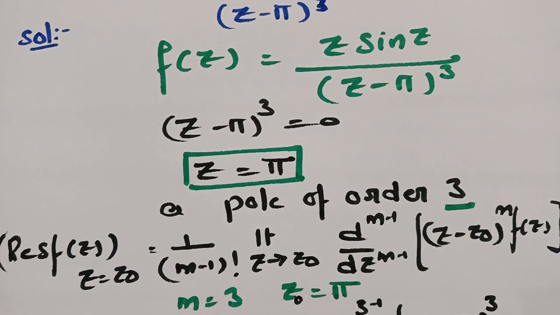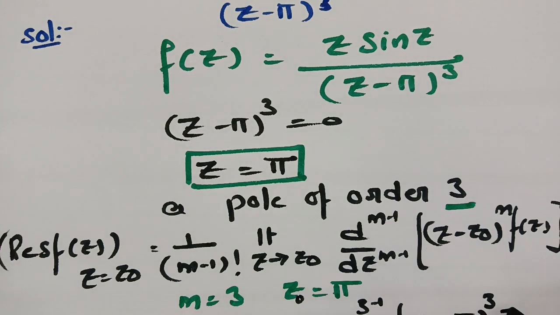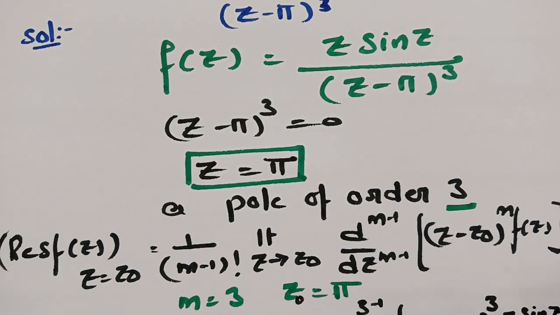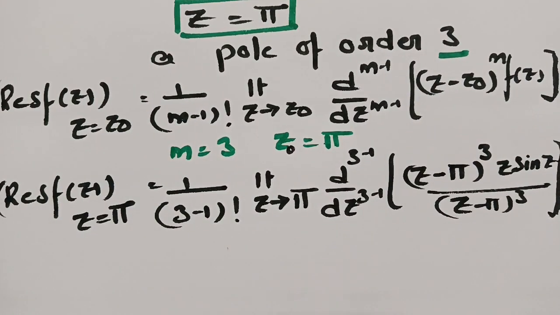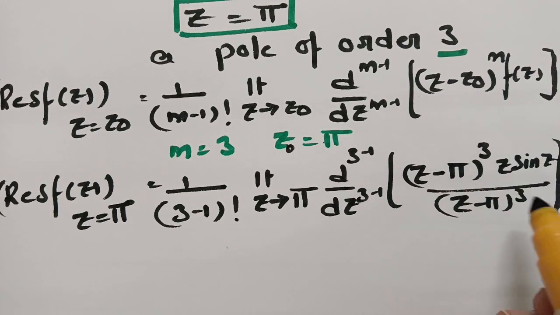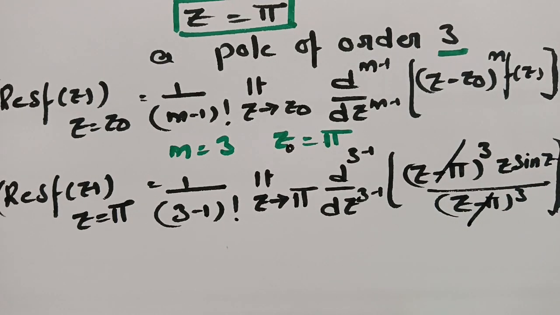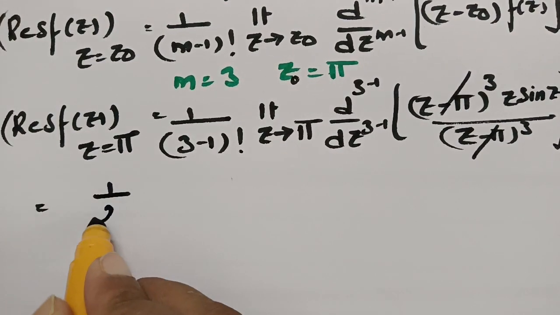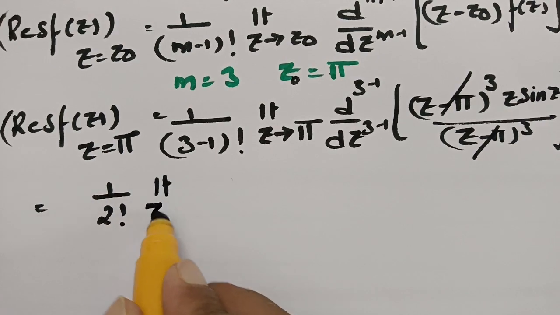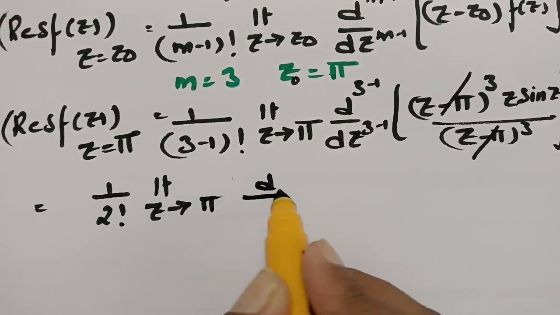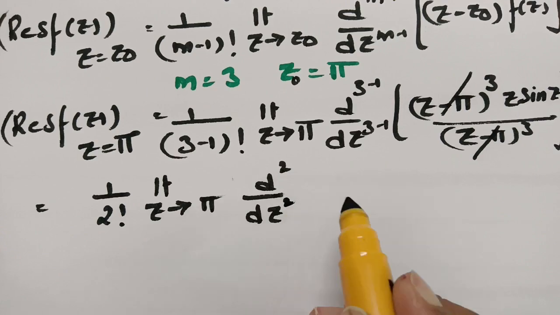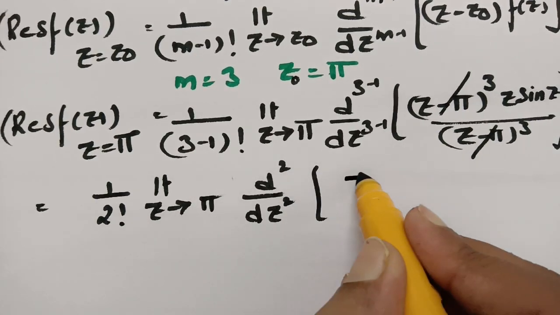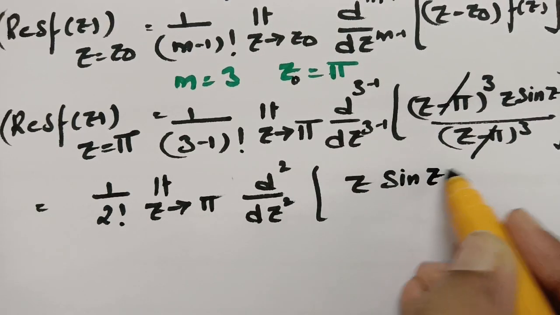And therefore f of z value is nothing but z into sine z by z minus pi whole cube. After substituting the f of z value, clearly I can cancel z minus pi whole cube from the numerator as well as the denominator. So this will be 1 by 2 factorial into limit z tends to pi of d by dz square of the remaining value, that is z into sine z.